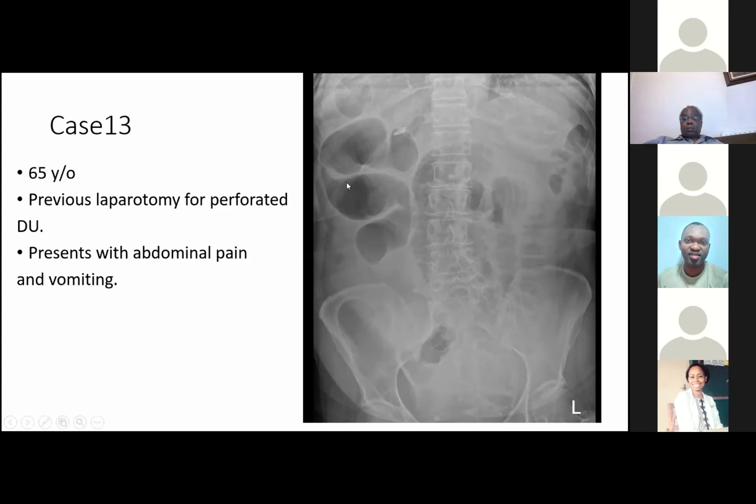I think it's a large bowel. Why do you say large bowel? Haustra markings. Okay, anybody else agree or disagree with that?